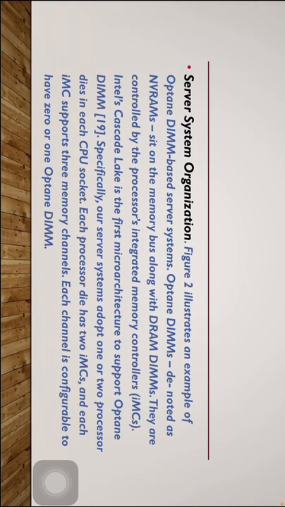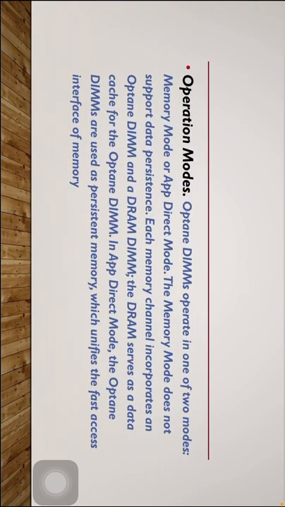Intel Cascade Lake is the first microarchitecture to support Optane DIMM specifically. Our server systems adopt one or two processor dies in each CPU socket. Each processor die has two IMCs, and each IMC supports three memory channels. Each channel is configurable to have 0 or 1 Optane DIMM.